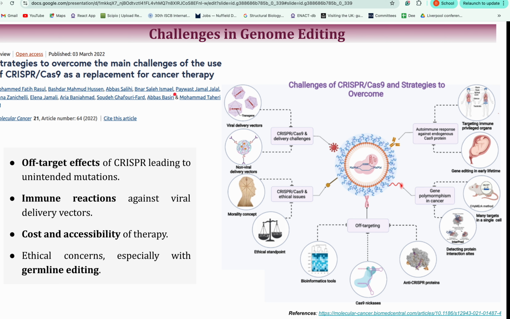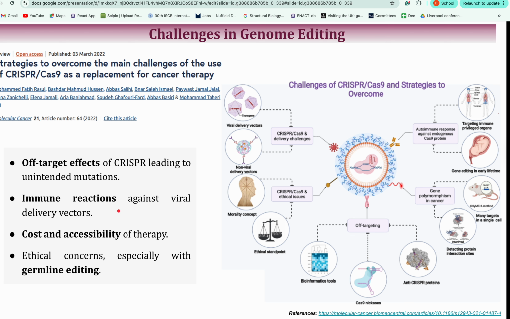Okay, now there are various challenges which exist. The first challenge is the off-target effects of CRISPR leading to unintended mutations. Last time we talked about the CRISPR-Cas9 system, which has a single guide RNA that binds to a site close to the PAM motif and cleaves there. But the PAM motif is very short. So what if it binds to some other random site? That will lead to the off-target effect, meaning it is binding to some site other than my target.